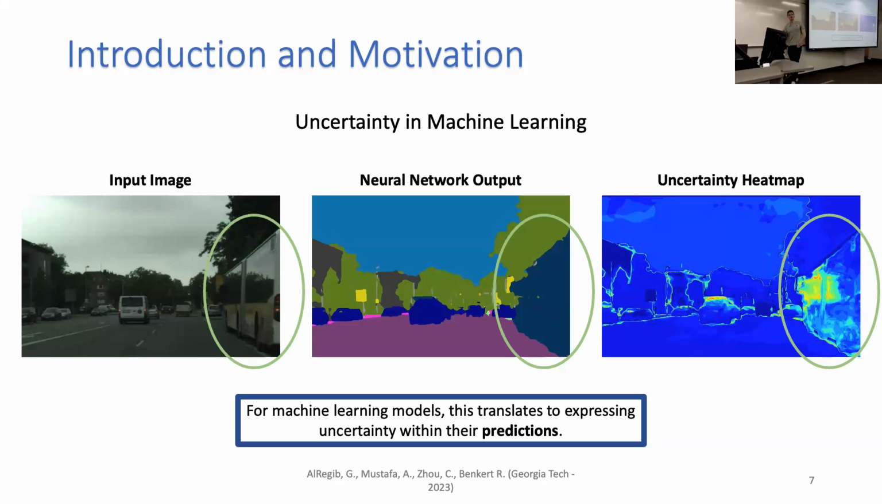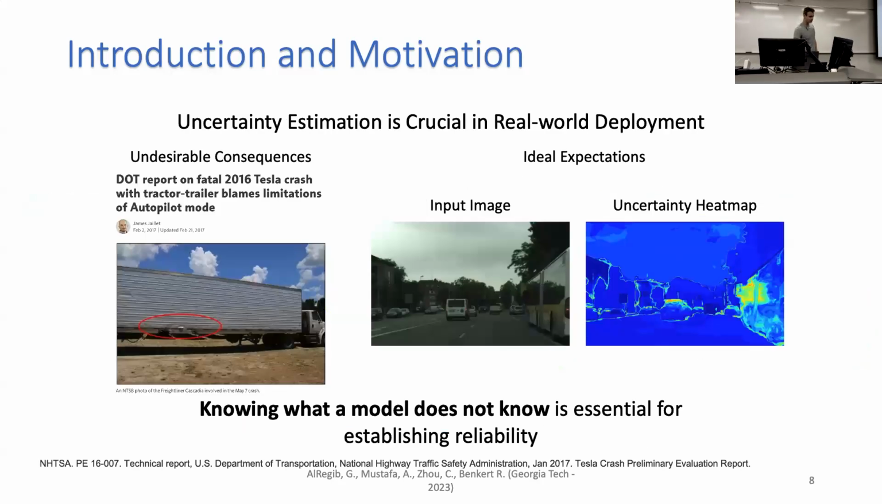So what I'm trying to get at over here is that we're trying to look at what uncertainty means in terms of predictions of a neural network. And now, why is this important? This is actually a really important topic just based on safety.